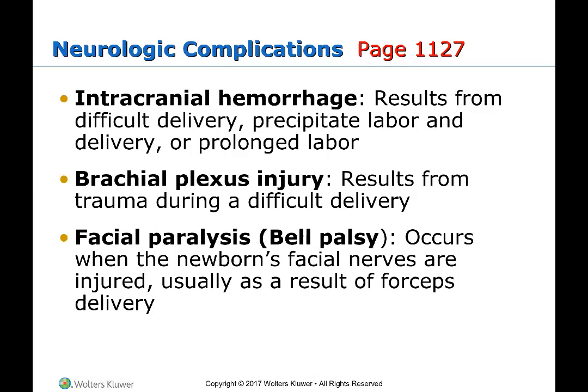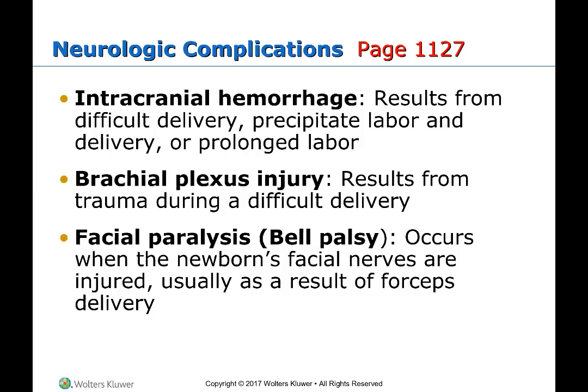Intracranial hemorrhage. Intra, in the cranium, results from difficult delivery. Precipitate labor, that means really quick labor, right? Precipitate labor and delivery, or prolonged labor. So like really, really quickly or really, really taking forever. We'll also talk about brachial plexus injury.